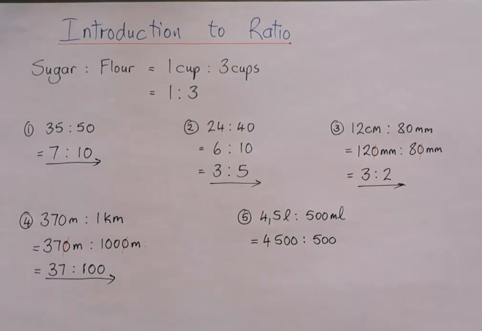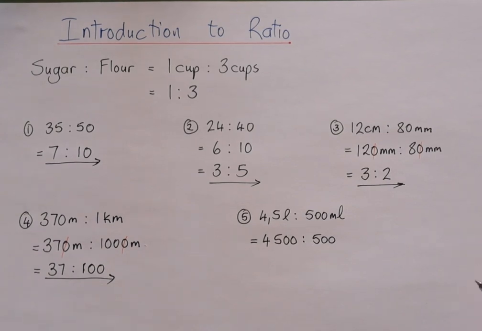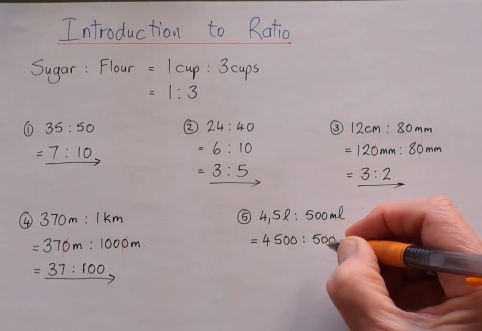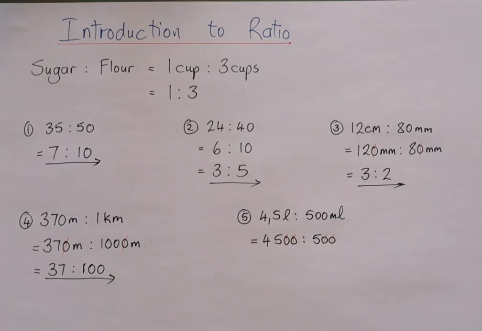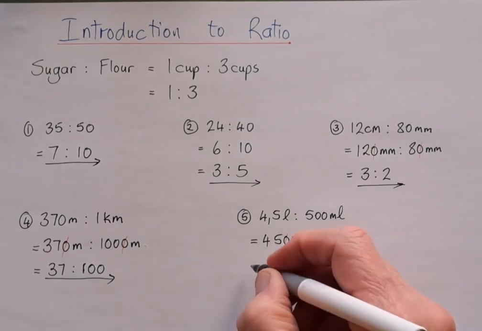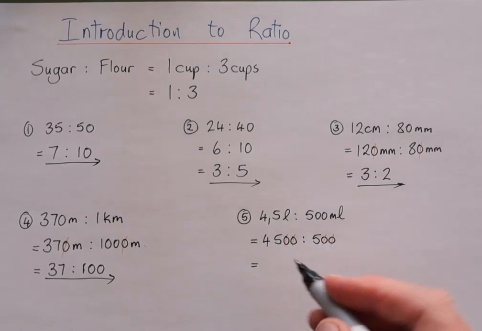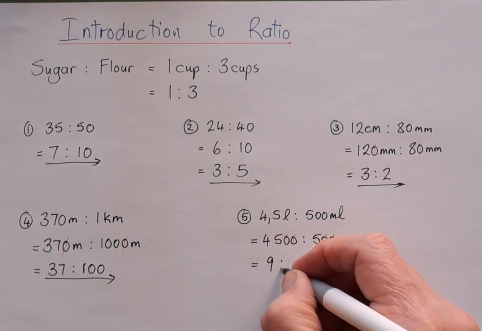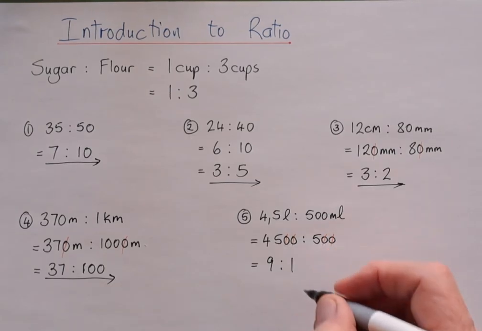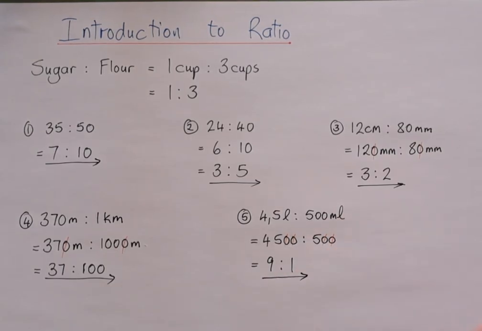500. All right. Both of them are in the hundreds, so I can divide that by 100 and I can divide that by 100. I'm left with 45 here and 5 there. Nice and convenient. I can divide both of them by 5, so 5 goes into 45 9 times and 5 goes into 5 once. And that is the simplest way to get your ratios into simplest form. And in the next video, we'll go on to sharing in a specific ratio.